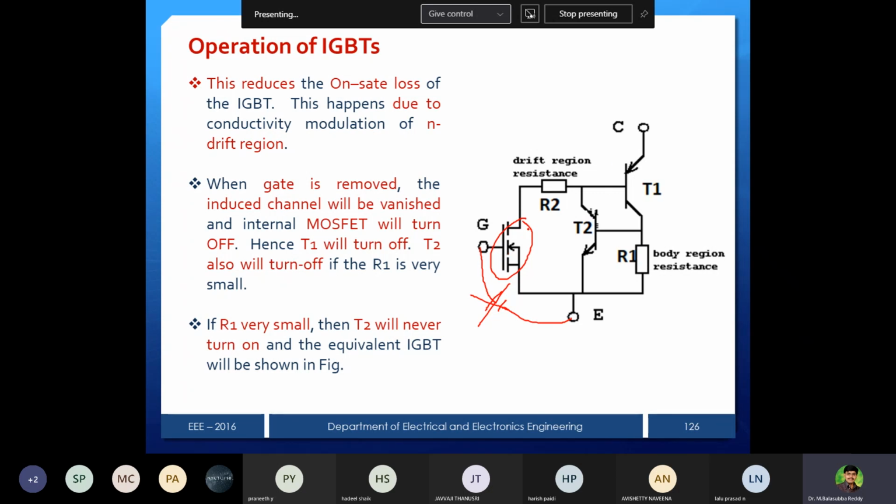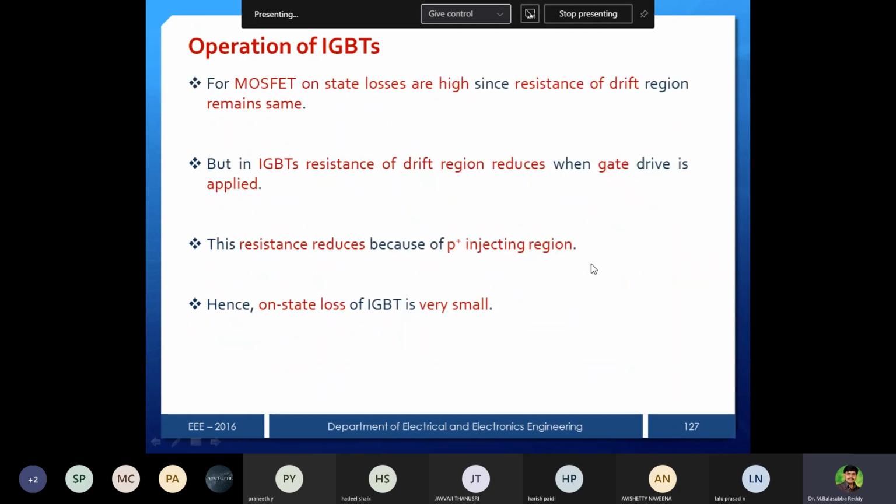Because of the MOSFET, T1 is on, and because T1 is on, T2 will be on, so a regenerative loop is created. But once the MOSFET is off, T1 will be off, and then T2 will be off. If R1 is very small, T2 will never turn on, because we will see that the body resistance also needs some protection.